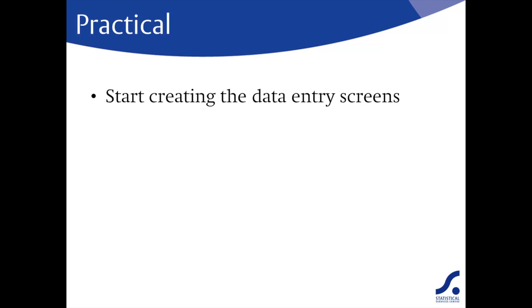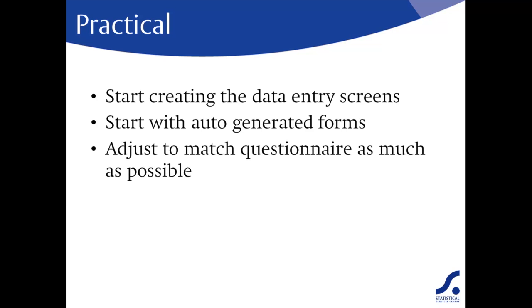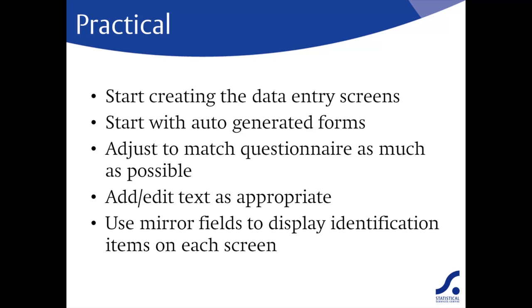So now it's your turn again. Start creating the data entry screens for our example questionnaire. Start with the automatically generated forms and adjust these to match the questionnaire as much as possible, adding and editing text labels as appropriate. Use mirror fields to display the identification items on each form. Use a roster for the fertilizer data. As usual, there is a practical handout with instructions to lead you through this process, and there are a couple of videos available that show you the process.